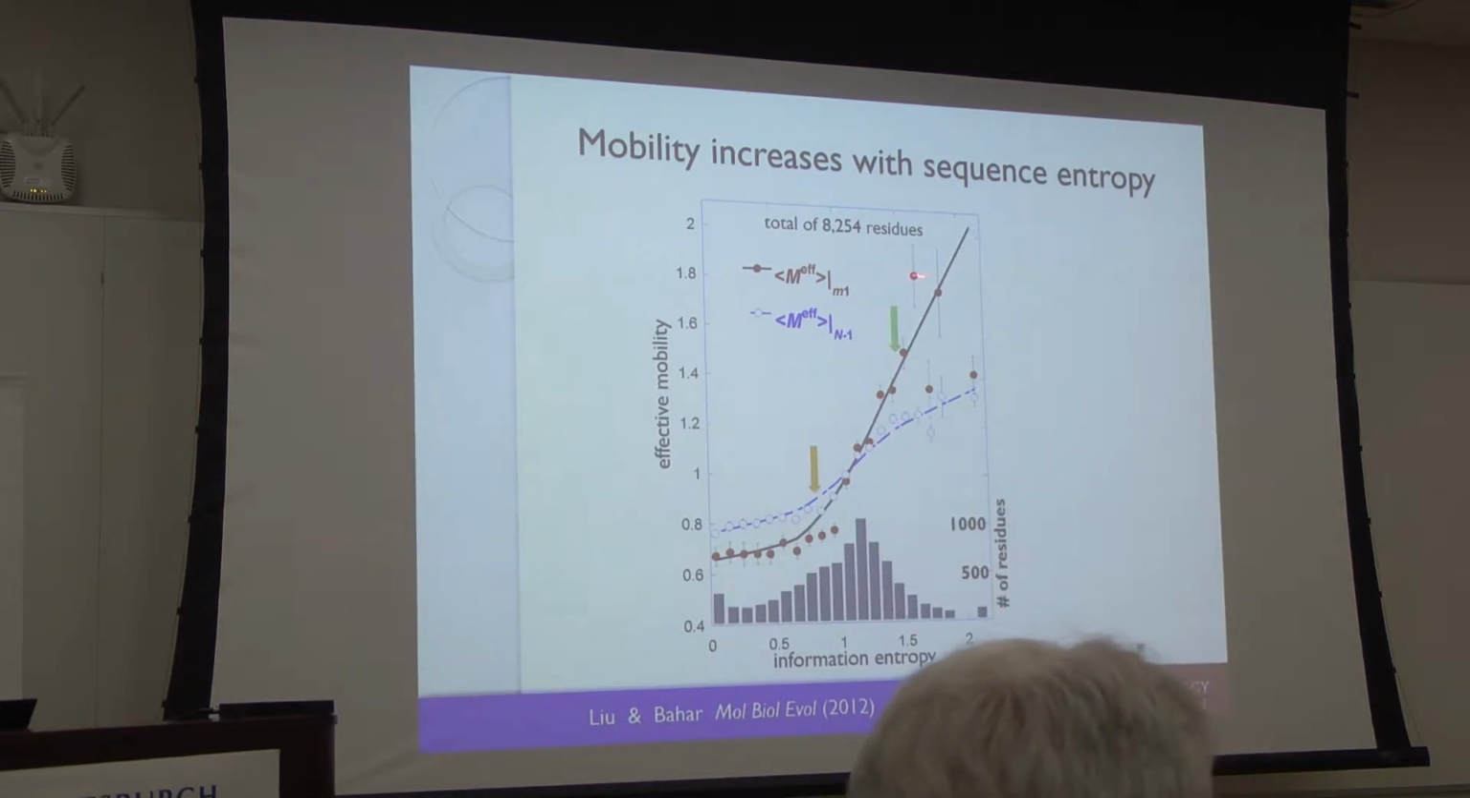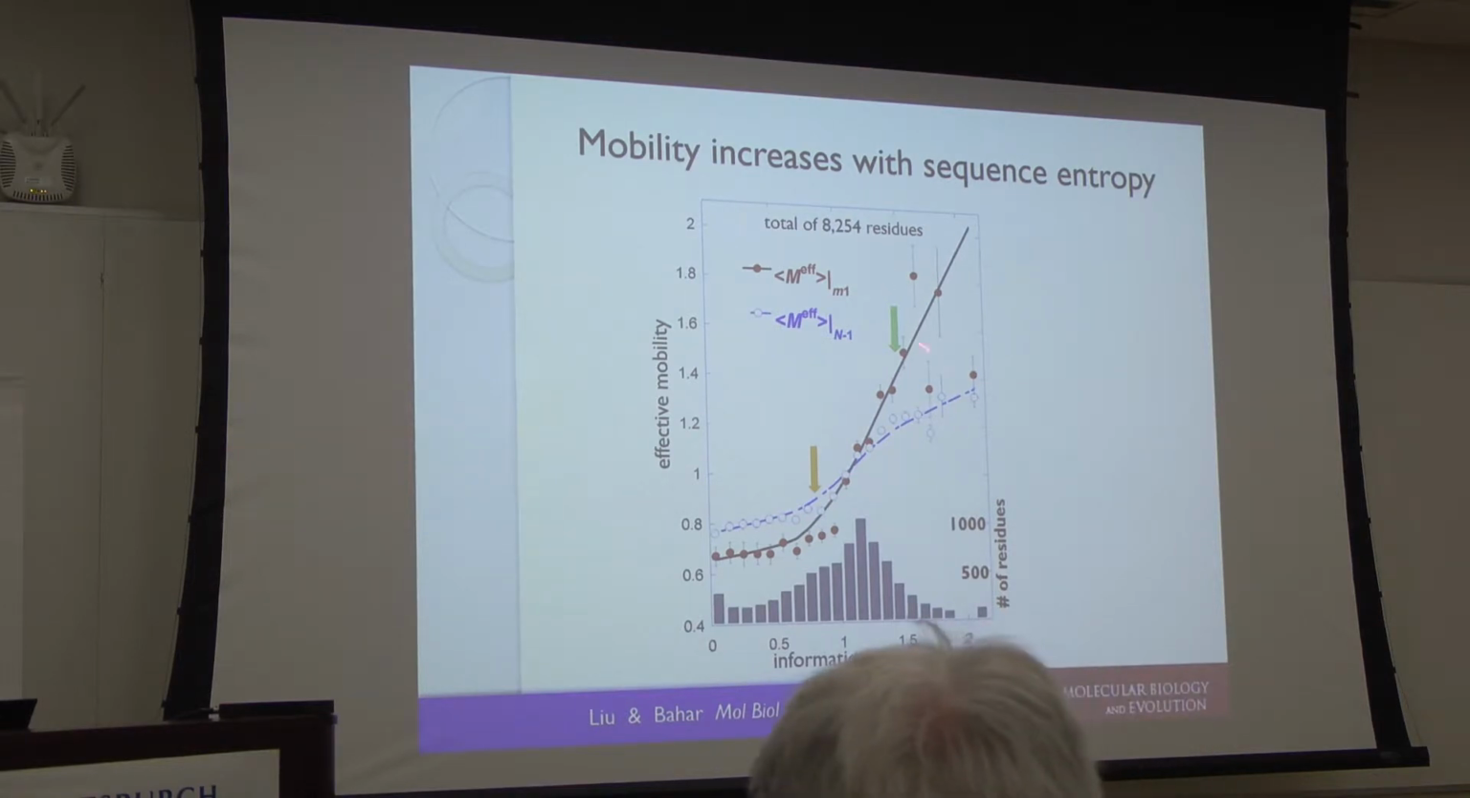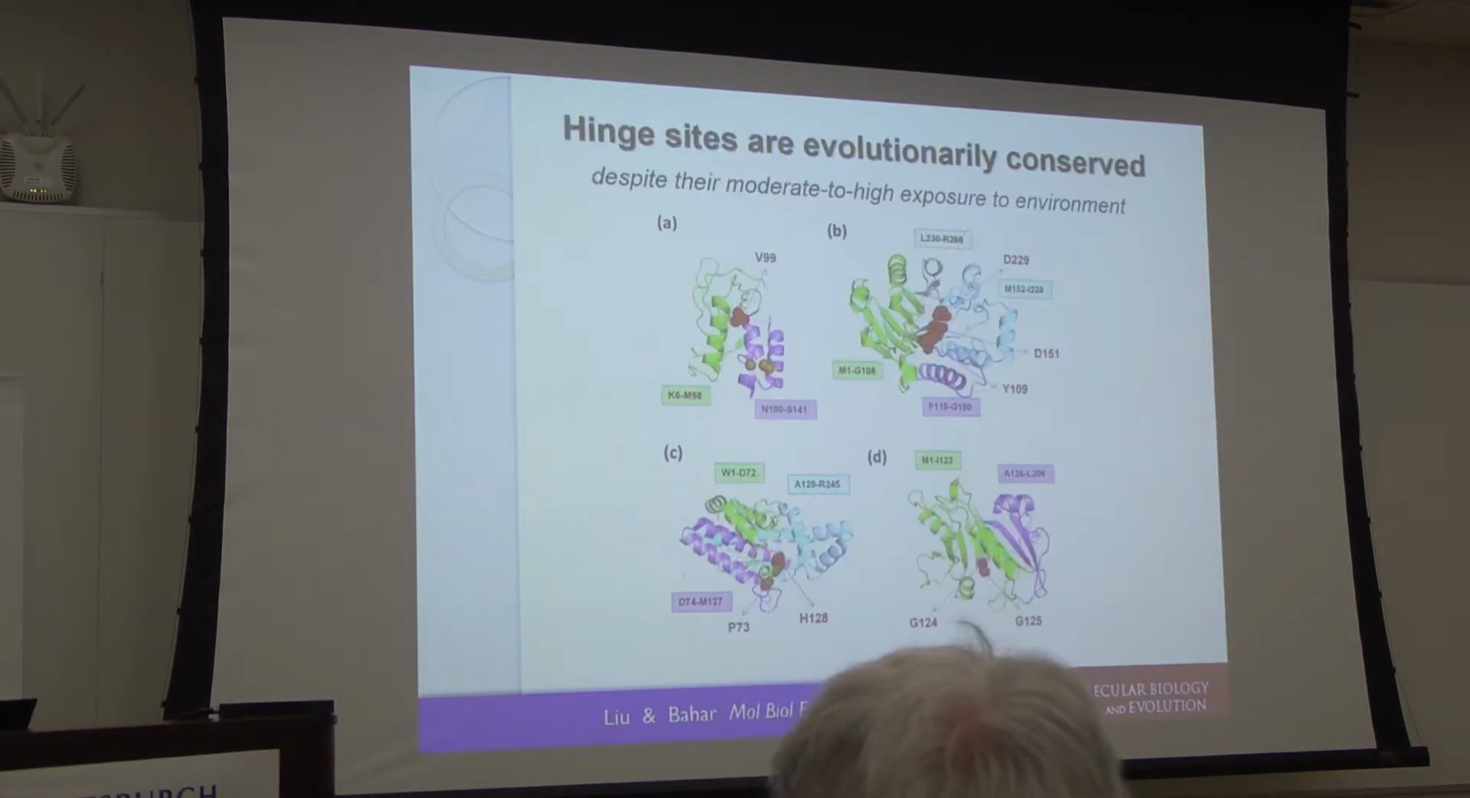Of course, you see these error bars. The error bars get bigger because of the distribution of proteins that we had. We have very few cases here. This is the number of residues. So that's why we have larger error bars.